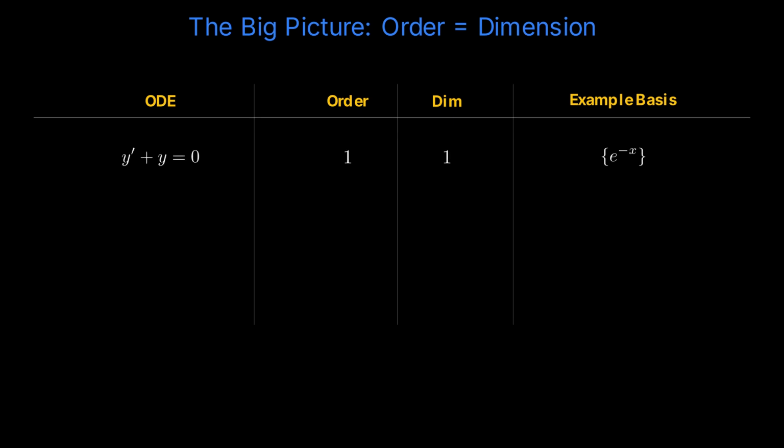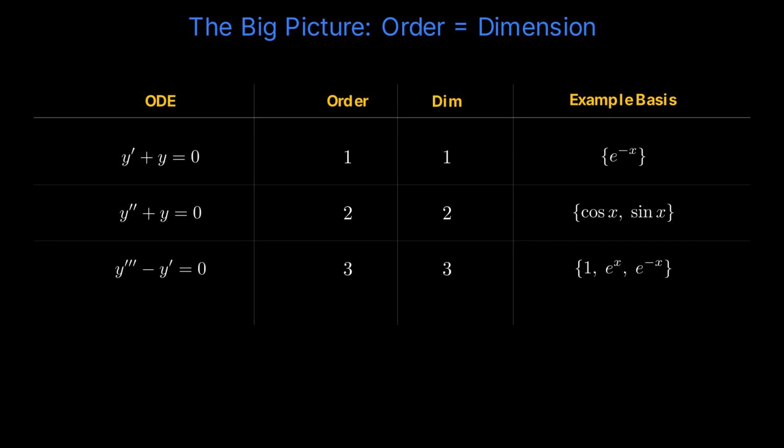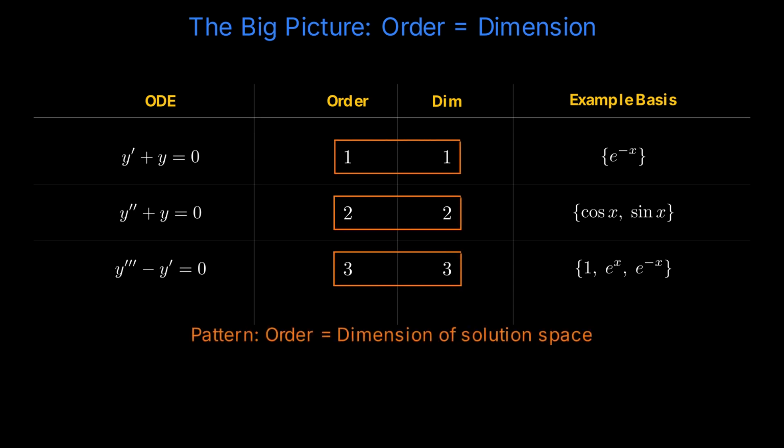Consider y' plus y equals 0. This is first order, so its solution space is one-dimensional, spanned by e^(-x). The equation y'' plus y equals 0 is second order, giving a two-dimensional space with basis cosine x and sine x, and y''' minus y' equals 0 is third order, yielding a three-dimensional space with basis 1, e^x, and e^(-x). In every case, the order of the equation equals the dimension of the solution space.